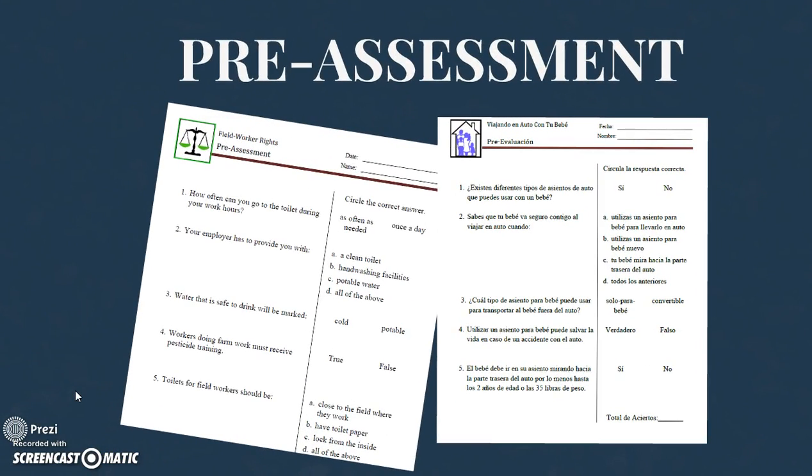The next part of the lesson is administering the pre-assessment. The assessments all include 5 questions, written as yes or no, true, false, or multiple choice. Once the students take the test, you can review the answers together. This will help you gain an understanding of what students already know and what you will need to focus on during the lesson. Don't forget to record how many questions the students got correct on the Student Assessment Score Sheet.